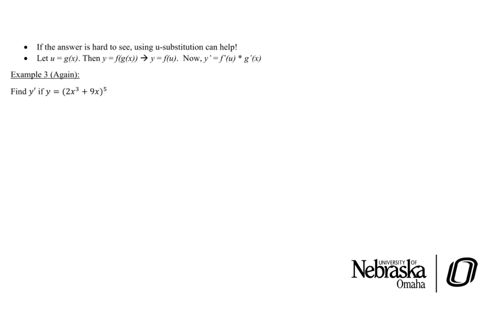Okay, example 3 is another way of looking at the example we just did. If we rename our terms a little bit, we're going to say let our inner function, g of x, be equal to 2x cubed plus 9x. And then we're going to let f of u, instead of y, have a u. And this is also called u substitution. So we're going to say u is equal to g of x, g of x referring to the rule we had on the last slide.